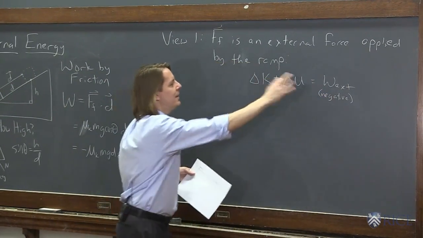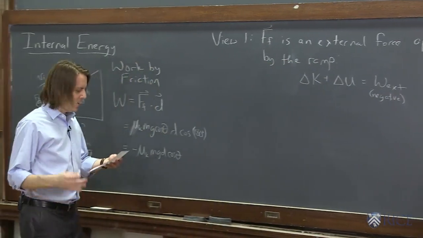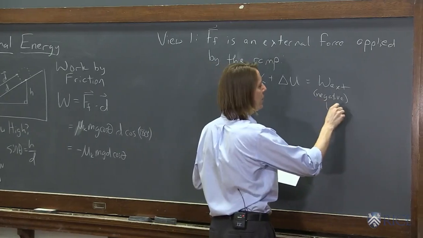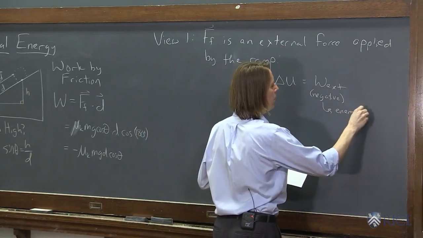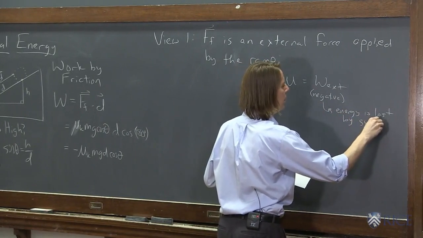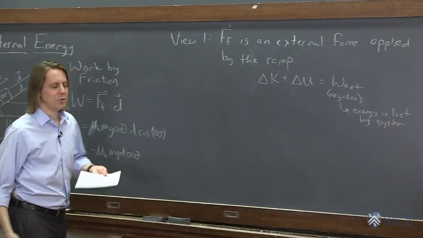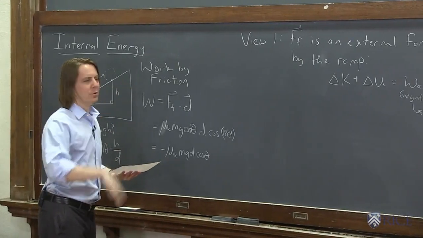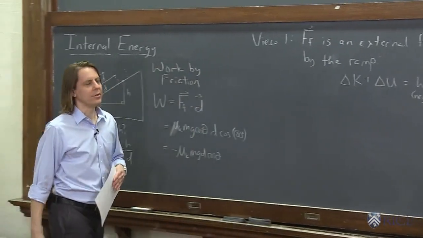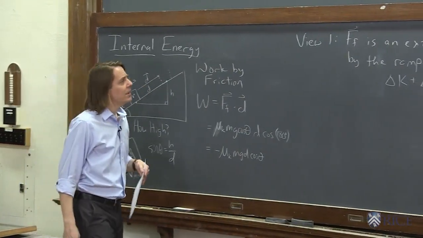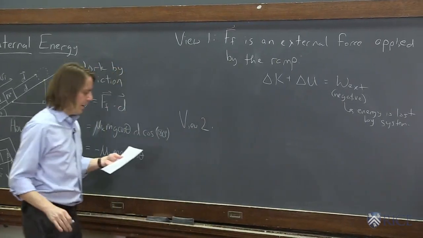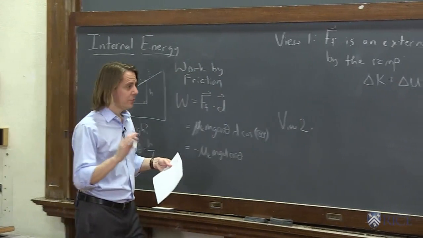So if that's negative, then the total energy goes down, and that is basically what we saw, right? Since this is negative, energy is lost by the system, which is what we saw. We know when you do it with forces, it doesn't get as high if you include friction. So we didn't gain as much gravitational potential energy. So that's one way to look at it. Another way is that the ramp is part of the system.